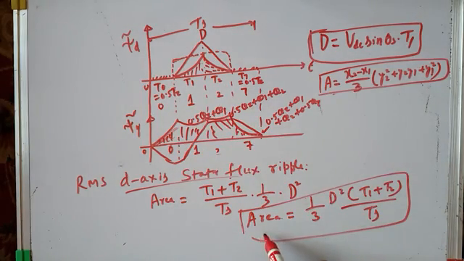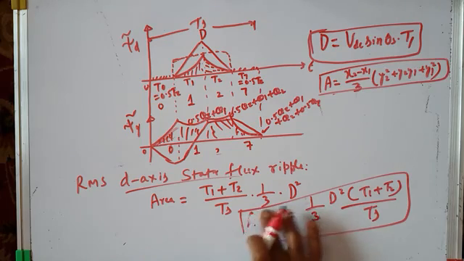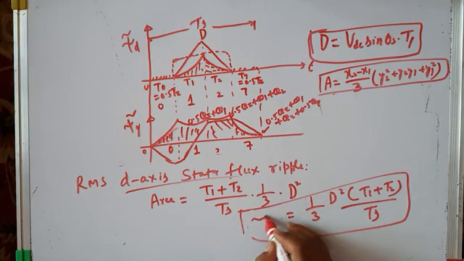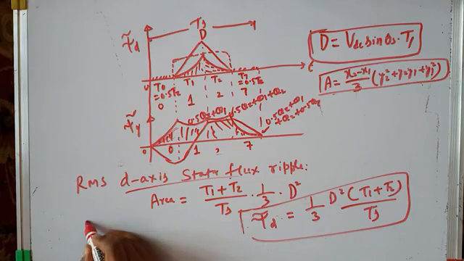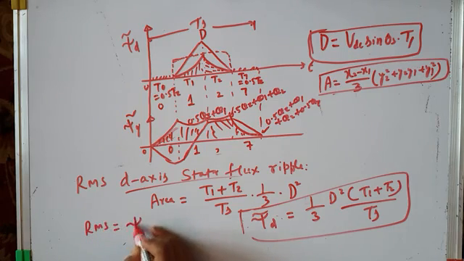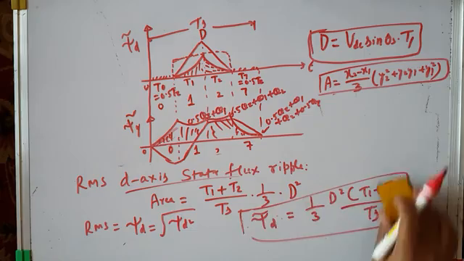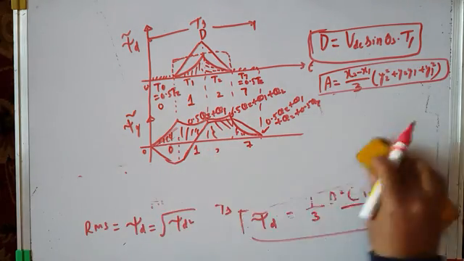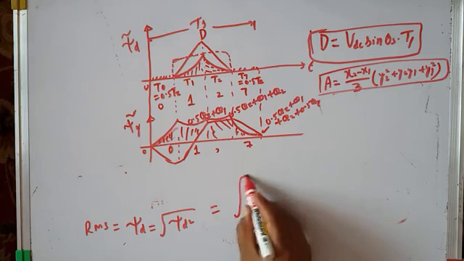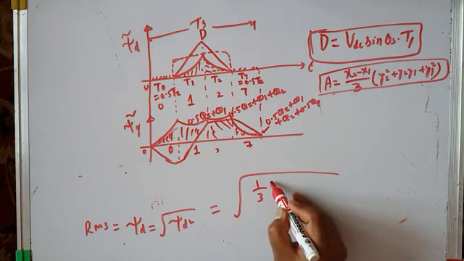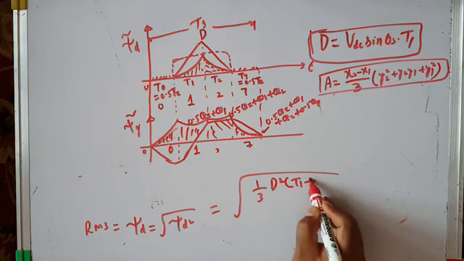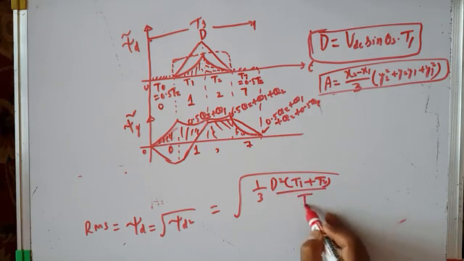Once you know the area, then you have to take the square root of this. Let me call this psi d tilde, its area. Then how do you find its RMS value? So the RMS value, let's call this psi d, will be the square root of psi d tilde, that is, the square root of all this. That is equal to the square root of 1 by 3 into d square into (T1 plus T2) by Ts.